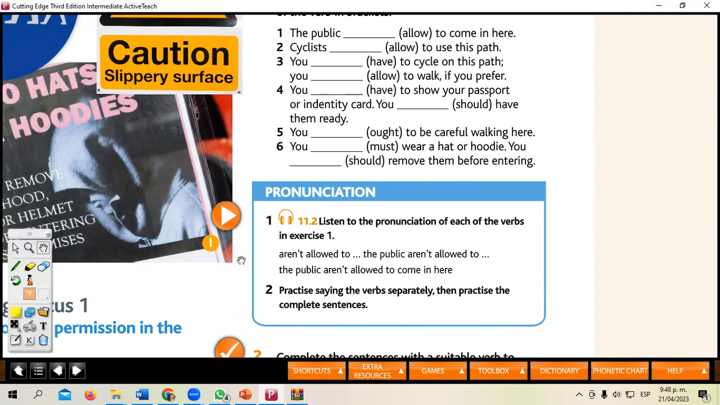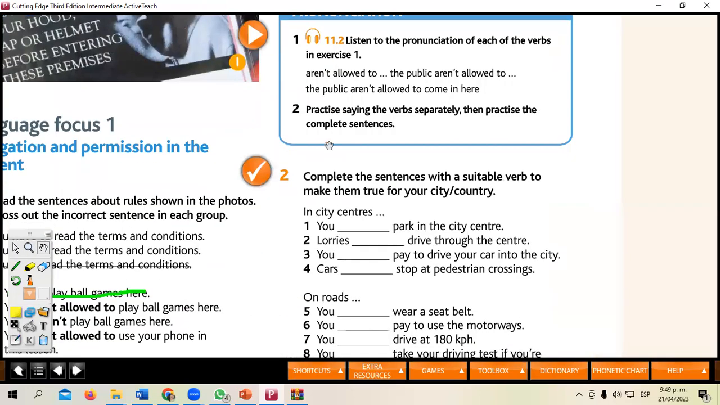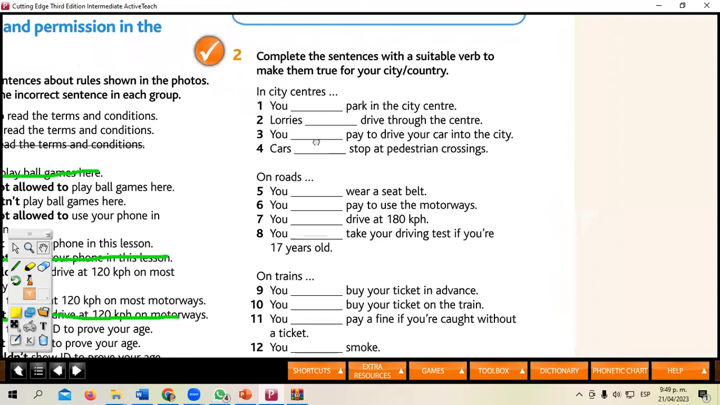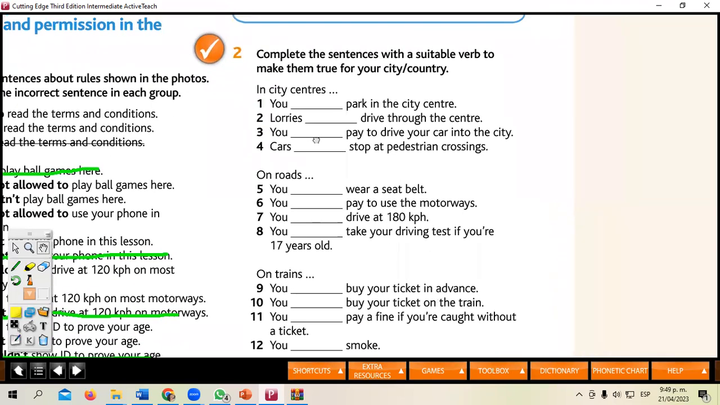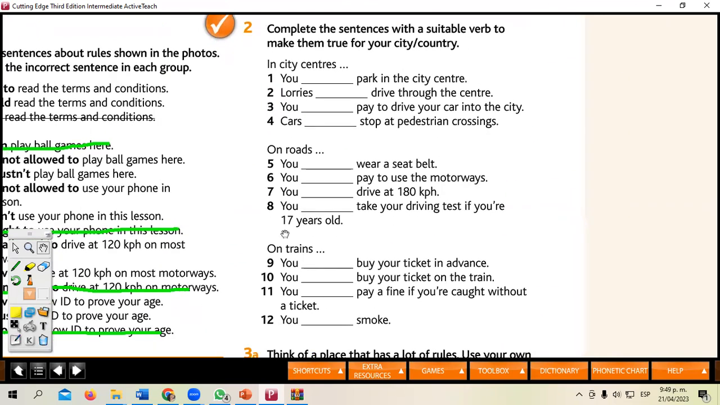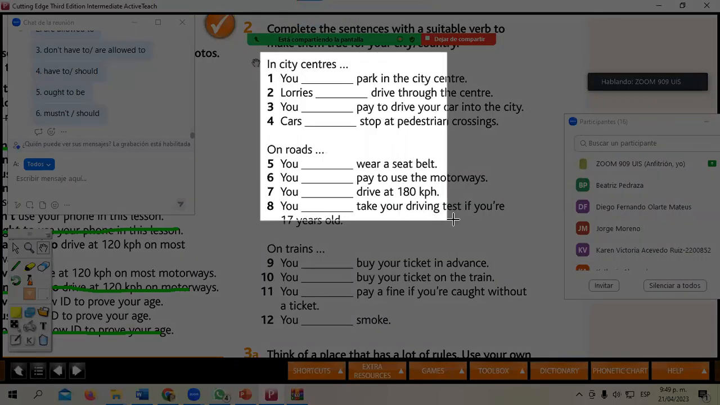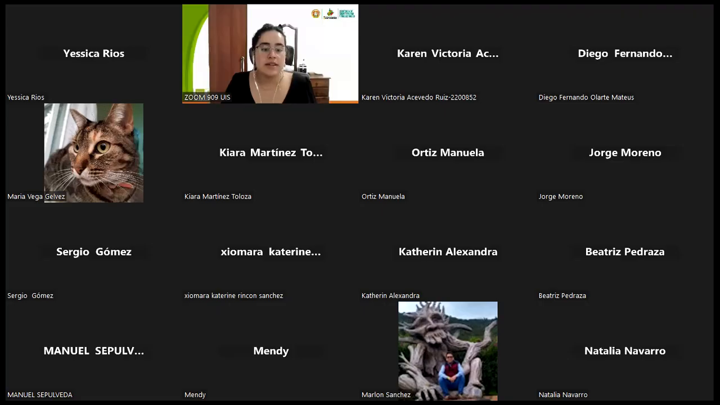Okay, guys. Any questions about the use of the modals for obligation? No? Clear? Okay. Good. So we are going to complete this as homework for Monday. Point number 2, complete the sentences with a suitable verb to make them true for our city. We are obviously not going to do the last one about trains. So let's do number 1 and 2, in city centers and on roads, okay? You have a total of 8 sentences. Van a escribir oraciones usando los verbos que vimos, los verbos modales, para hablar de nuestra ciudad, ¿ok? Reglas de nuestra ciudad, ¿ok?